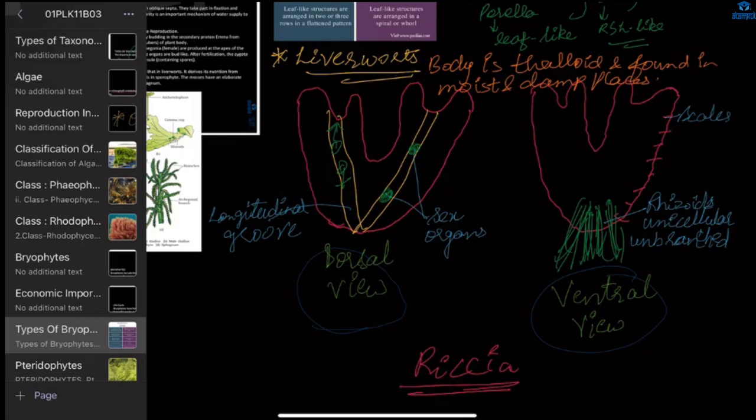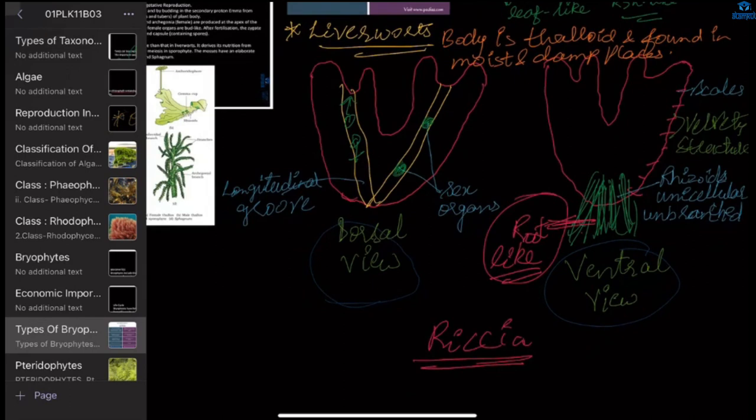In their ventral view, we can see the rhizoids, which are a little bit what? Root-like structure. And rhizoids are helpful in attaching to the substratum. If these rhizoids are not present, then they will not be able to attach to the substratum. That is why these root-like rhizoids are helpful for attachment to the substratum. This ventral view also contains some scales. Scales will be like velvet, a velvety structure.